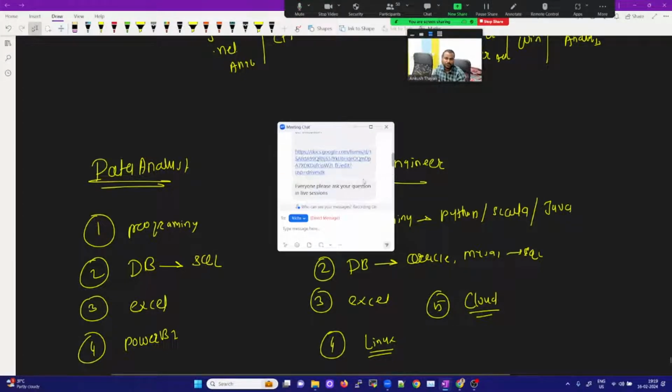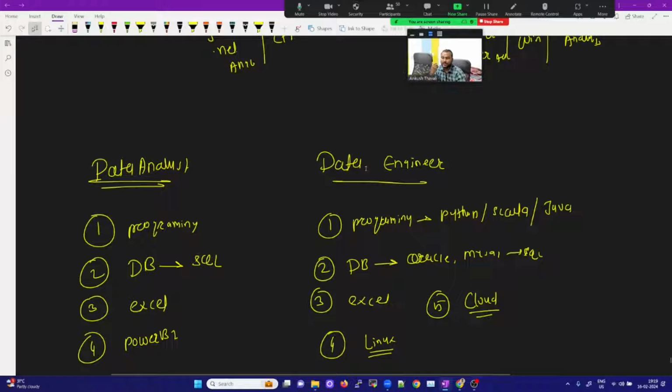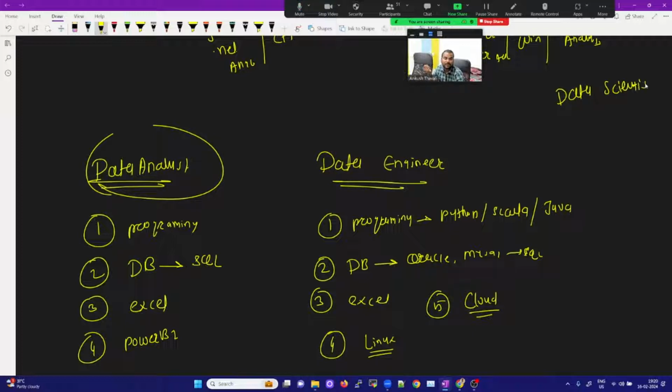So try to focus and understand your ability, whether you will understand programming or not. I would suggest that a person coming from a non-technical background, or from a technical background but who says they don't know coding, should go for data analyst. The person who says, I do understand programming, I can write the code, should go for data engineer. And the person who is very good in mathematics, predictions and all, can try for data scientist.